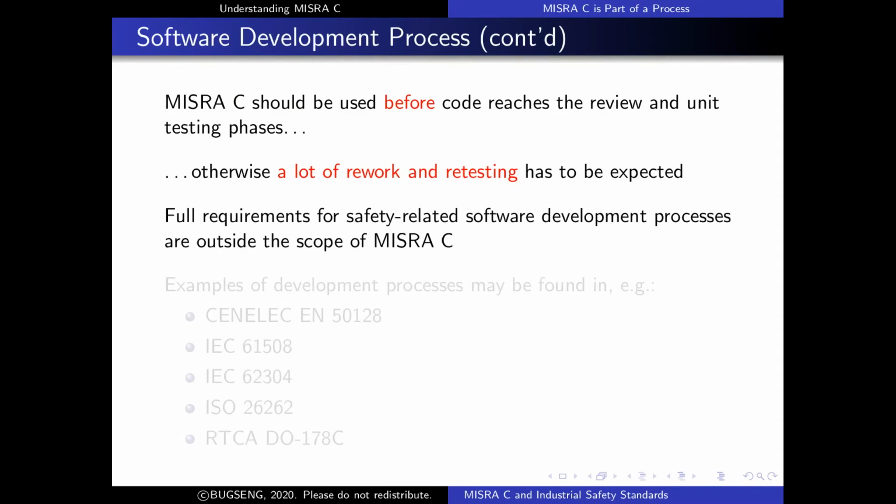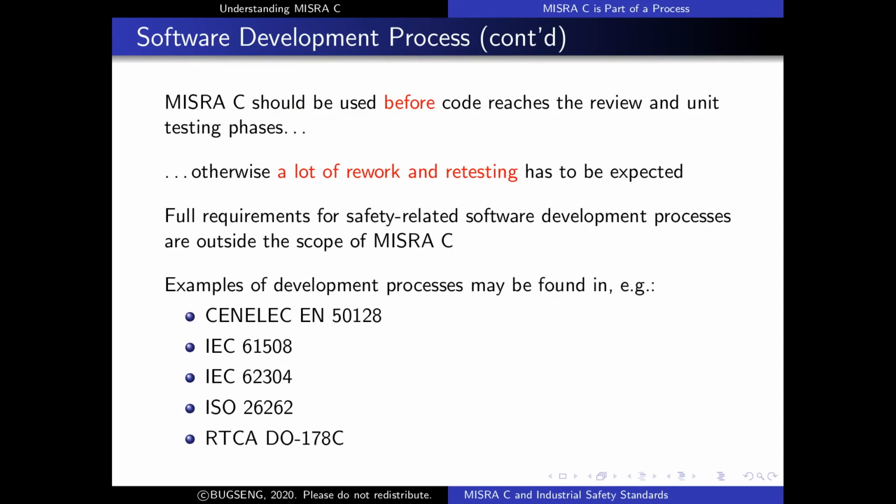Okay, so full requirements for the process are outside the scope of MISRA C. And full details about development processes can be found in the functional safety standards that each industry sector has to comply with. For example, I don't know, EN 50128 for railways, okay, or ISO 26262 for automotive.